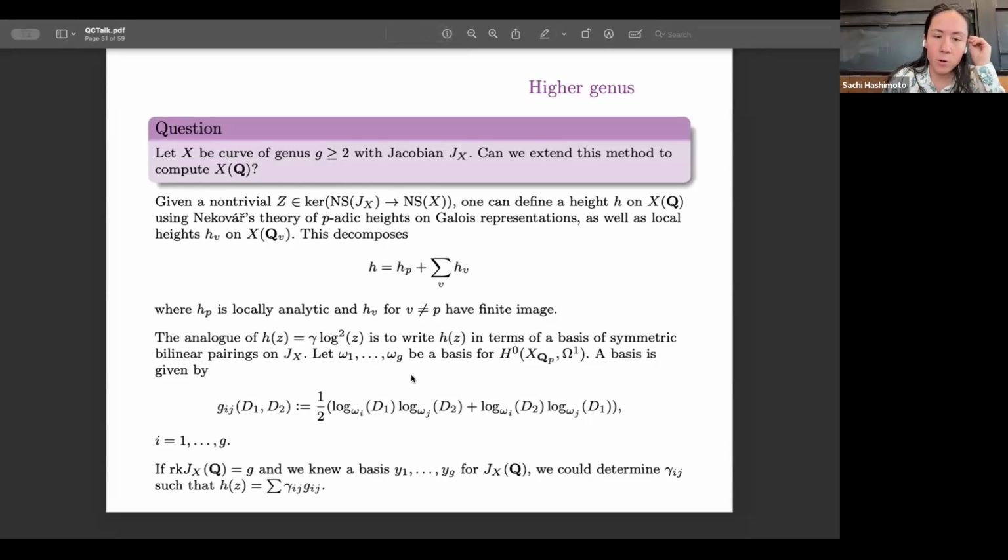And so when we're applying quadratic Chabauty, we usually make the assumption that the rank of the Jacobian, the Mordell-Weil rank, is equal to the genus. Suppose the rank is equal to the genus and we knew some basis for the Mordell-Weil group of our Jacobian. In that case, we could determine some coefficients, which we'll call gamma_ij, where H of z is equal to the sum of gamma_ij times g_ij. This is the general analog, where we want to write H in terms of this basis of symmetric bilinear pairings.